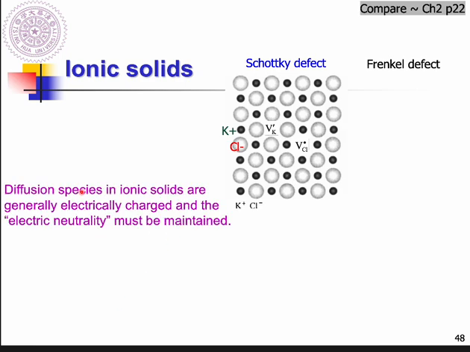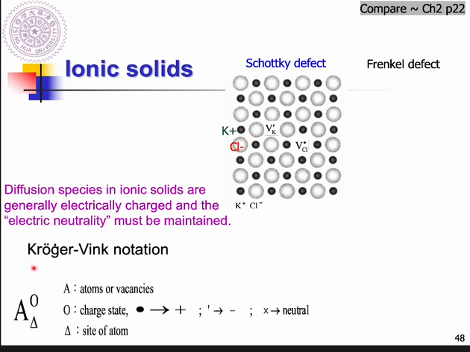The most important part in ionic solid materials is that the diffusing species are generally electrically charged. Due to this, the electrical neutrality must be maintained. The electrical neutrality is quite important here. Before we move to real ionic solid materials with positive and negative charges, we need to introduce the Kröger-Vink notation, which means how we name each ion.